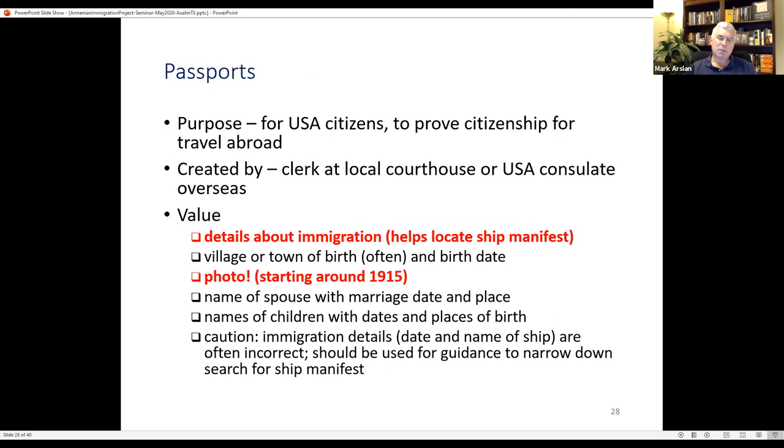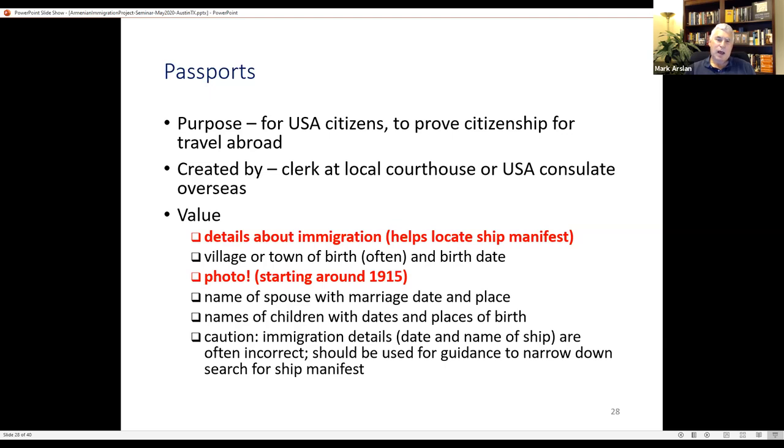Passport applications are online through 1925. Hopefully the other ones will be released later on, but through 1925, if somebody had a passport, you should be able to find it. And sometimes these passports have some great photos because they started adding photos starting around 1915.